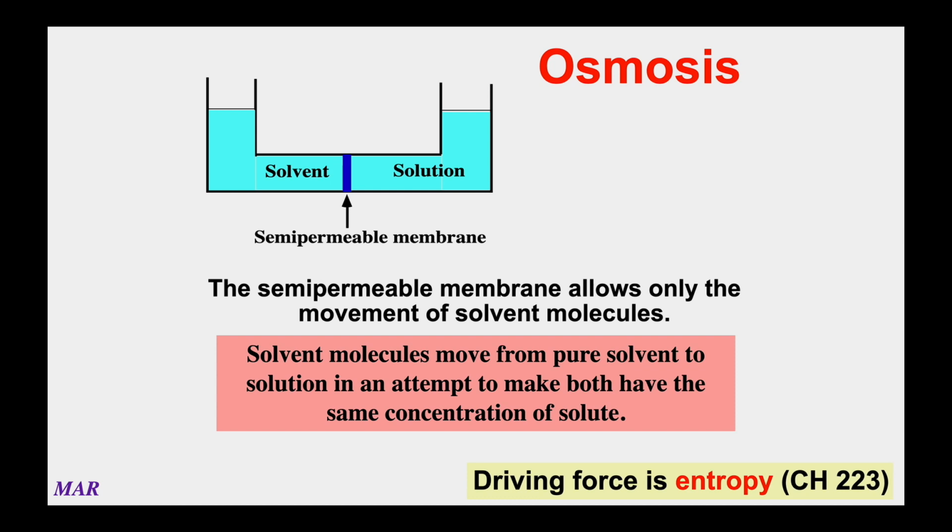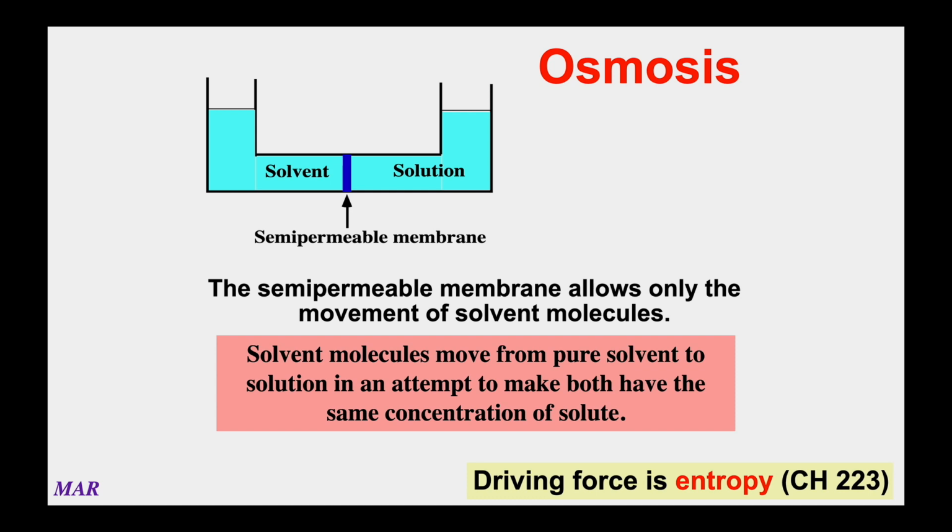So what happens is your solution will start at a molarity. Let's say it's 1 molar, all right? And you put it in an osmosis setup like this one. The solvent rushes to the side of the solution, and your 1 molar value goes down. Maybe it goes down to 0.1 or even less.